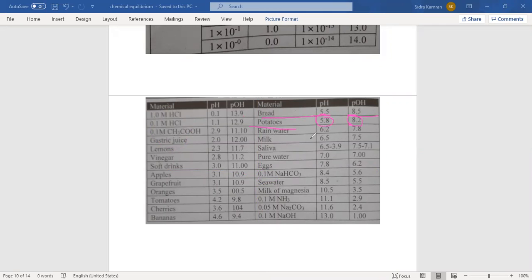Clear? Rainwater has a pH of 6.2, pOH of 7.8. Milk has a pH of 6.5 and pOH 7.5. This is all about today's lecture.